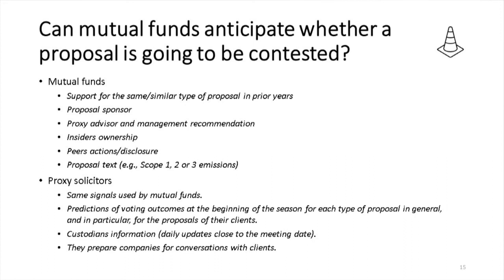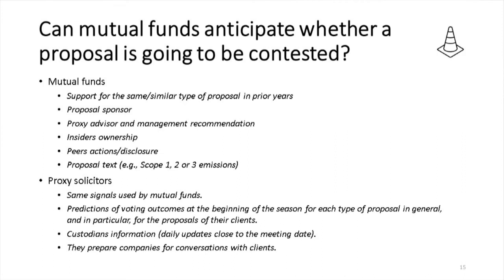So this is work in progress because we are interviewing mutual fund managers and also some proxy contest companies. So let me show you more or less a preview of what we find. Mutual funds have signals about what is going to be the outcome of the proposal. I'm sure that these signals are very familiar to you because this is what the literature finds as well, right? So we know that, for instance, the identity of the sponsor matters. We know that the ISS recommendation matters, that the management recommendation matters, right?